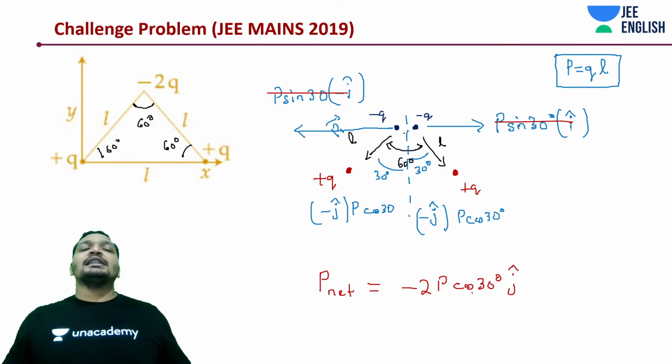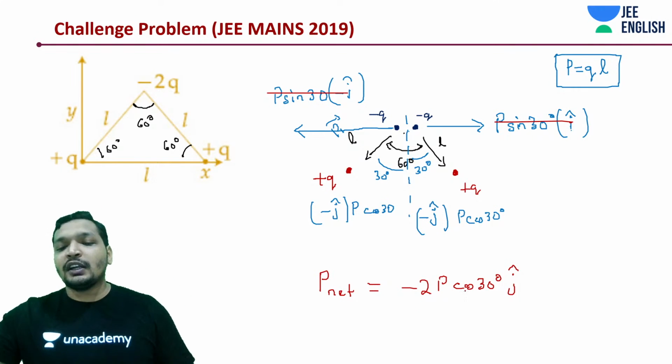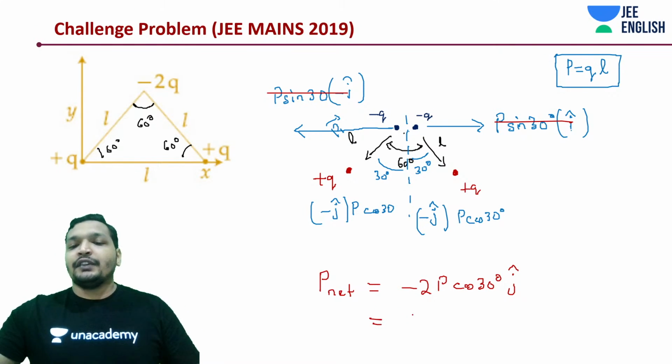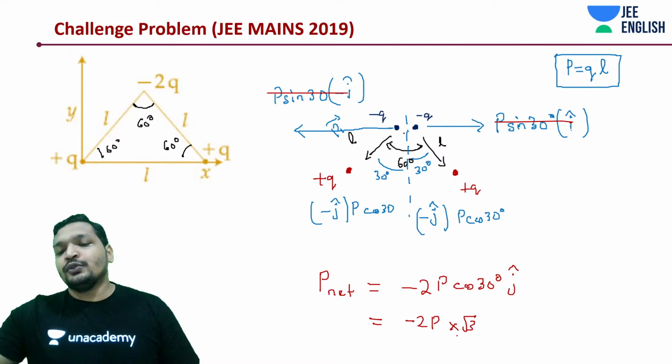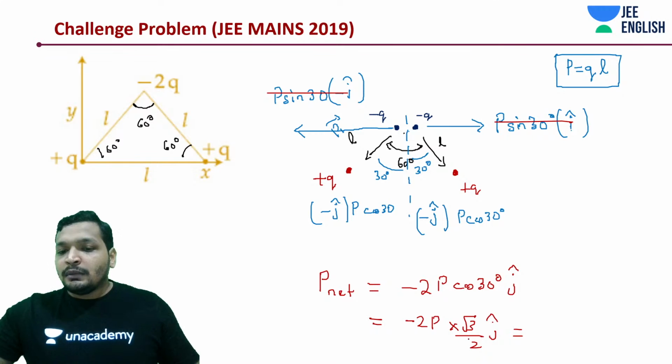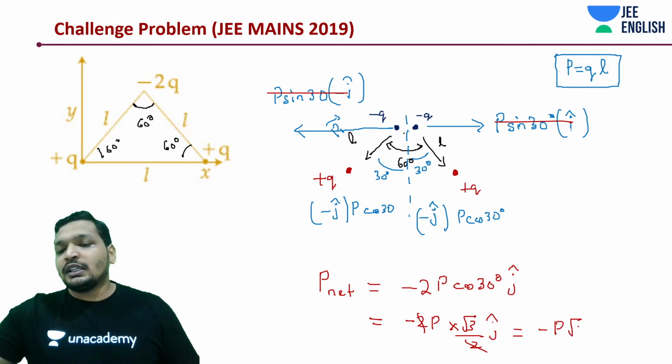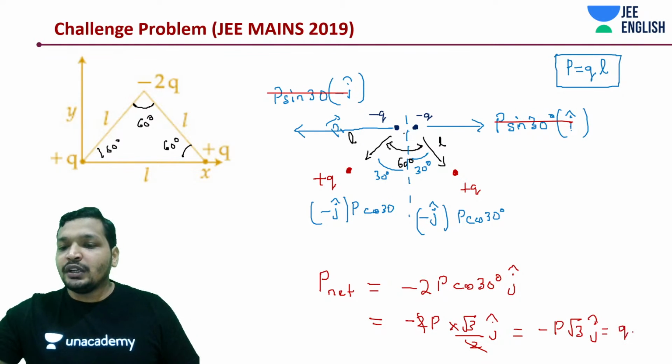The moment you see this problem, you should be able to guess the answer from the options. If not, this is a little easier way of doing things. This minus 2P, what is cos 30? Root 3 by 2 j cap. How much do you get this to be? 2 gets cancelled out, so it's going to be minus p root 3 j cap. And what is p? It's going to be q into L into root 3, and there will be minus j.